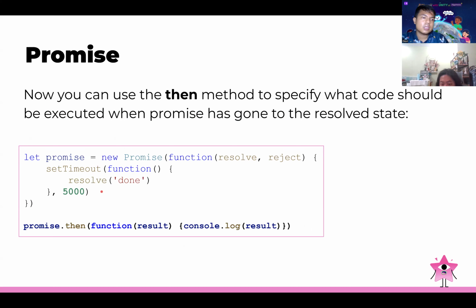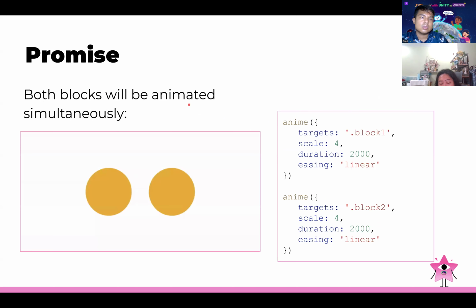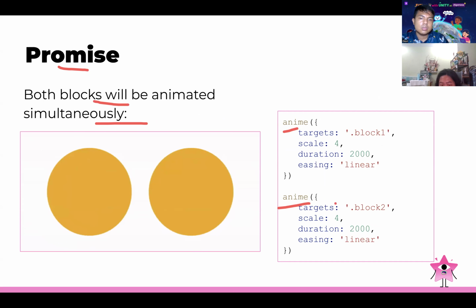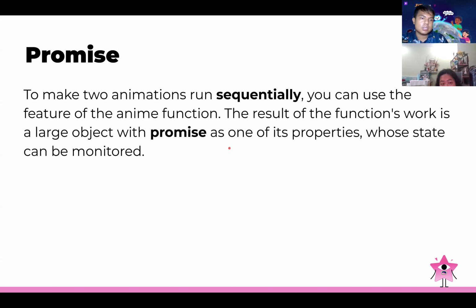Now you can also make it like this: resolve done after 5,000 milliseconds. Now with promise both blocks will be animated simultaneously. So you will create this one, a name. This is because under the hood of the main function, the element changes frame by frame, and each frame of one animation goes into the queue along with the frame of the second animation.